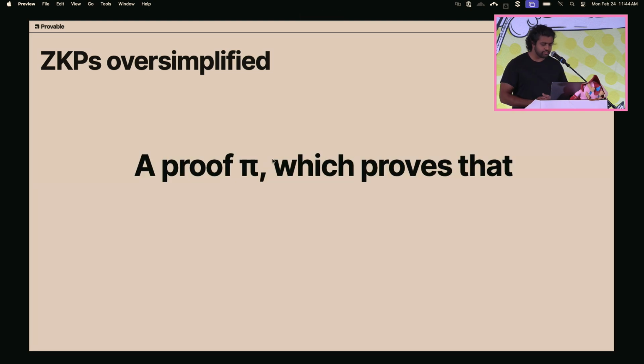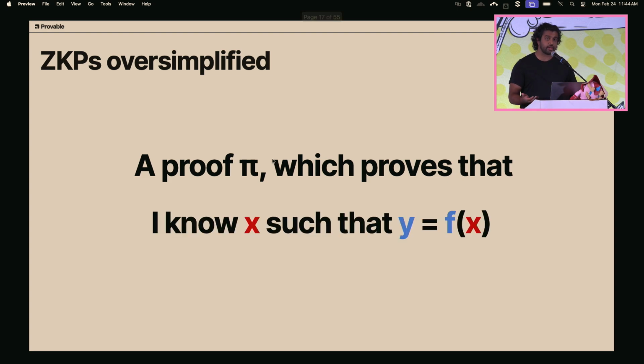Another way to think about this is that with a zero-knowledge proof, I can create a proof pi that proves that I know some value x, which is private, such that some result y is equal to f of x. And in this case, y and f are public.